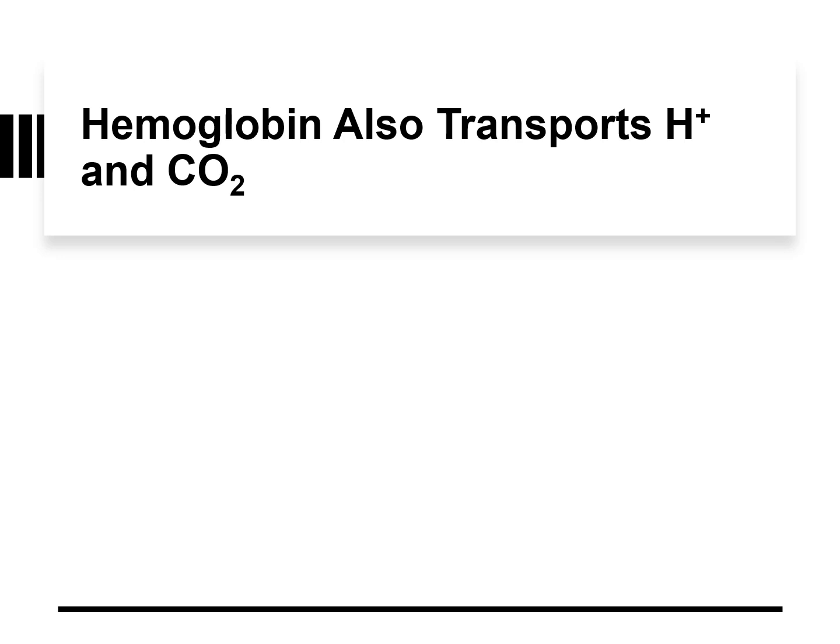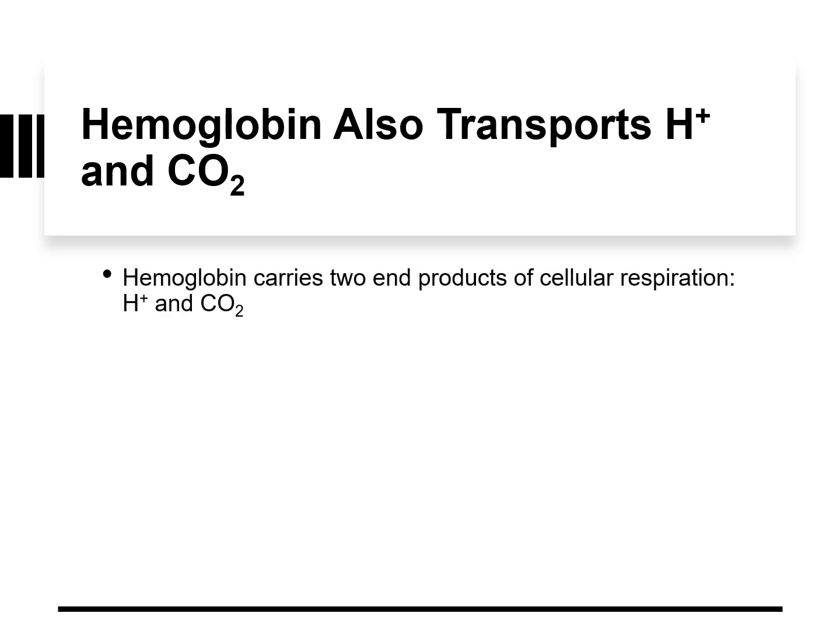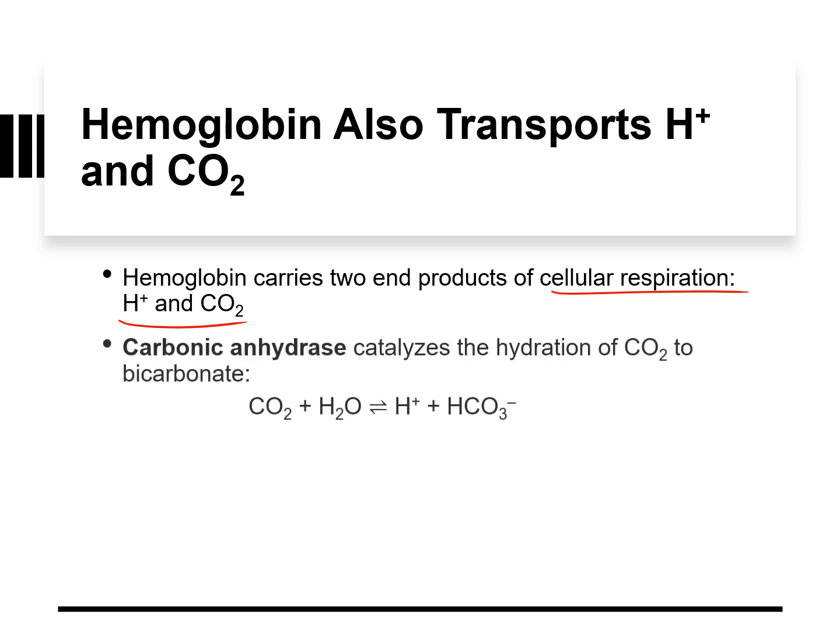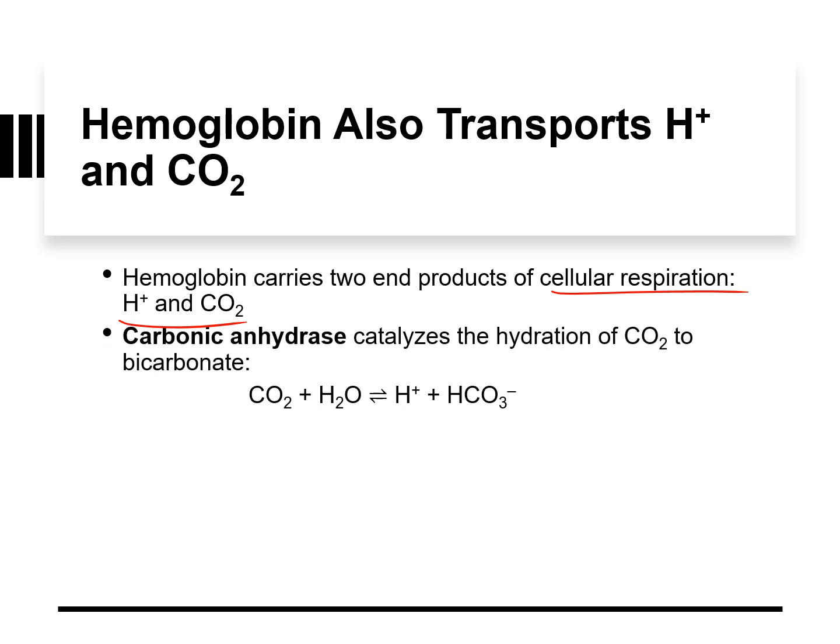Next, we want to think about how hemoglobin also is capable of transporting hydrogen ion and carbon dioxide. So these are end products of cellular respiration, a process that we're going to be talking about later in this course. But in fact, hydrogen ion and carbon dioxide are produced by cellular respiration. There is an enzyme that catalyzes the hydration of CO2 to bicarbonate. So if CO2, one of these end products, combines with water, we get even more hydrogen ion and the bicarbonate.